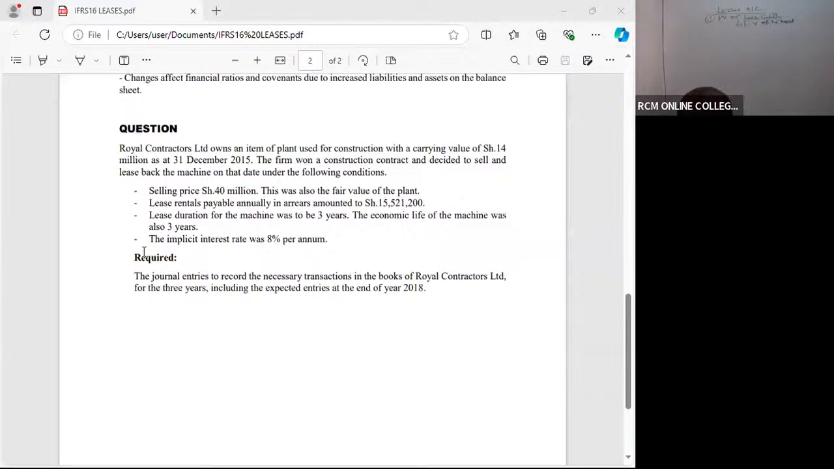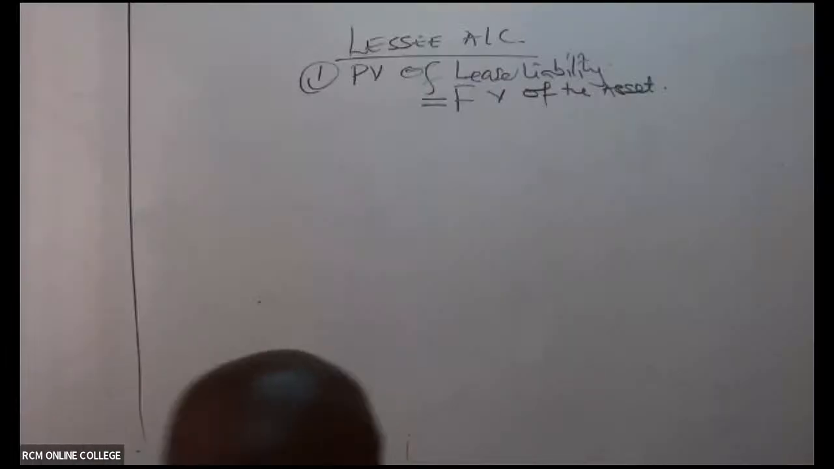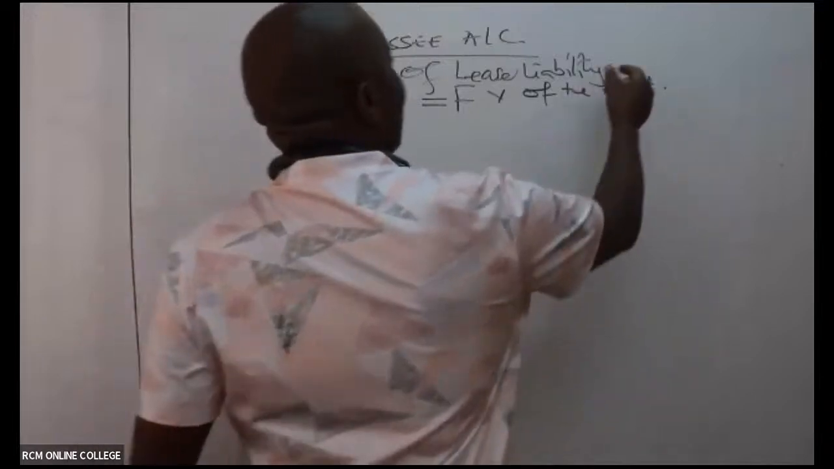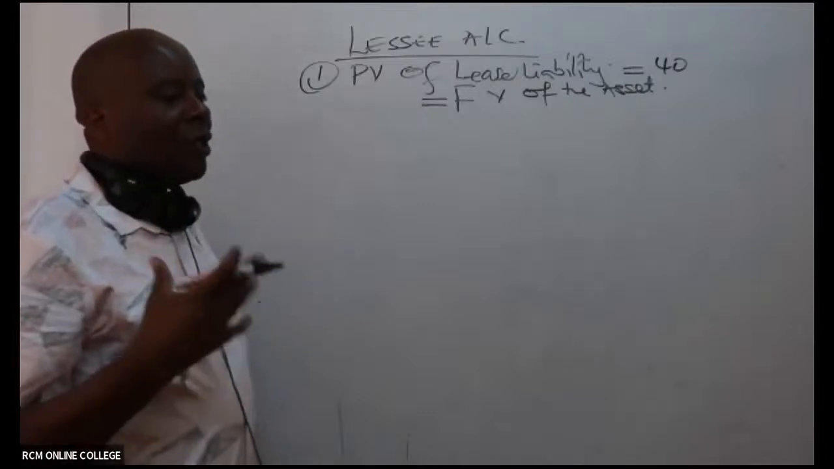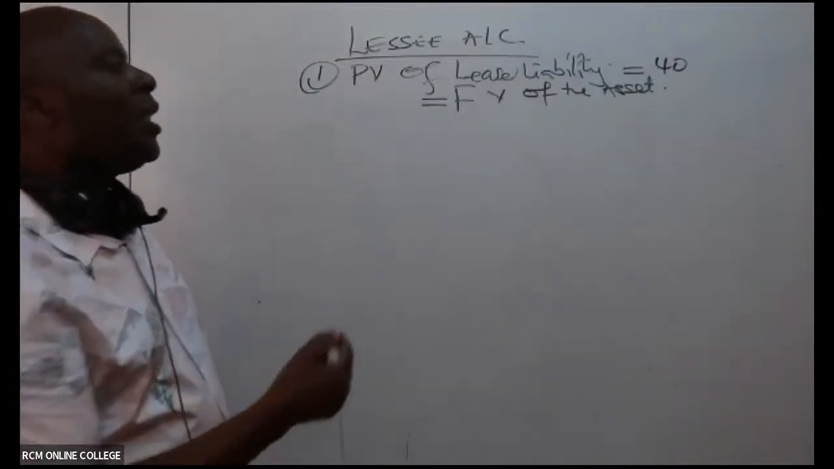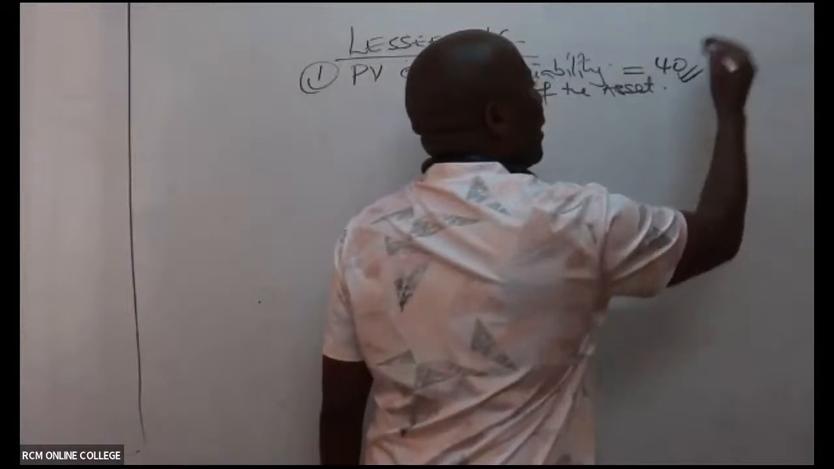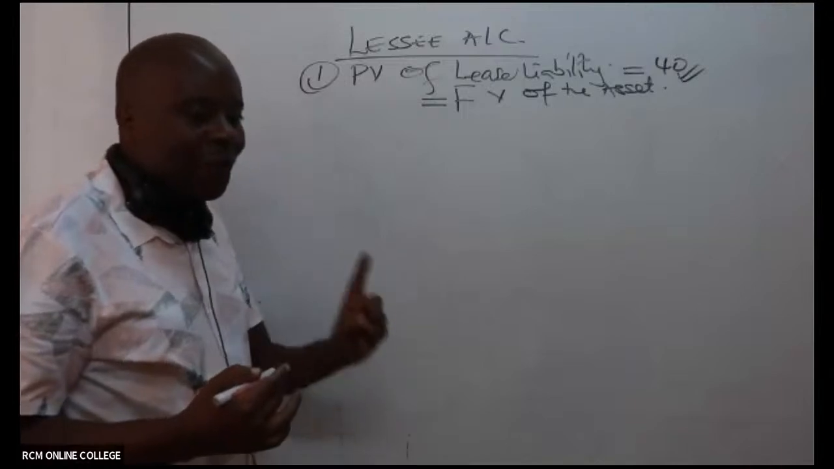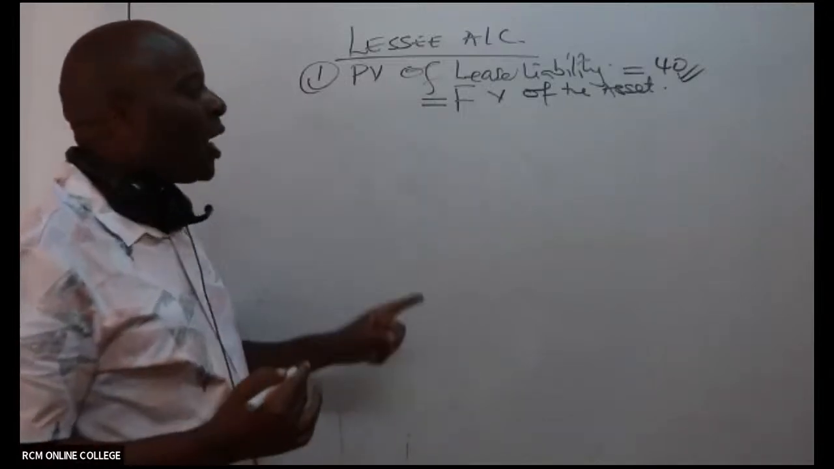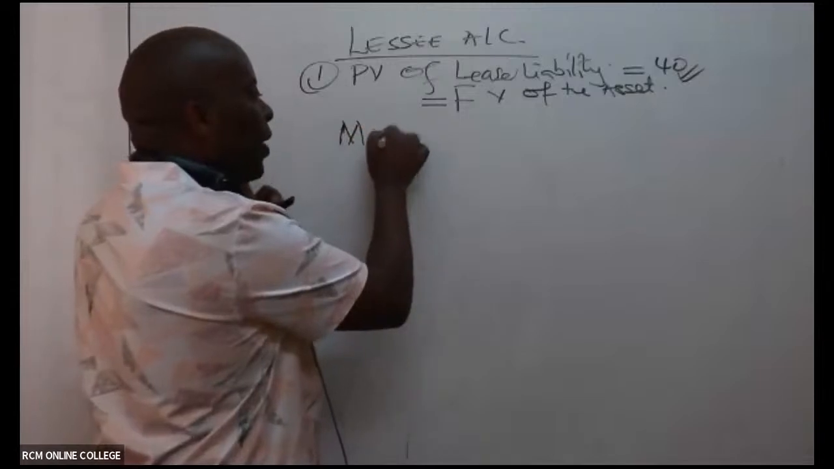If you look at this very well, they are telling us the selling price of this particular plant is 40 million, and this was also the fair value of the plant. So the fair value of the plant is given. Please allow me to capture these figures in millions. But most of these examiners can never give you the fair value. They would want you to compute the fair value yourself.